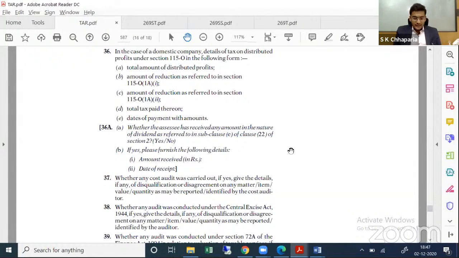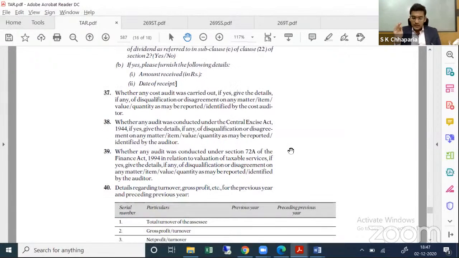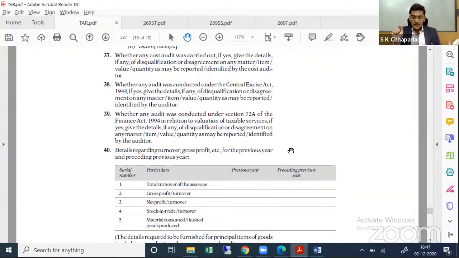Clause 37, 38, and 39. These three clauses, 37 is on cost audit report, 38 is on central excise, and clause 39 is on service tax. So in all three clauses, one may refer to the audit report that has been prepared. Now, in case of cost audit report, the extension was yesterday given by the NCA to 31st December. It might not be possible to refer, but in case of those taxpayers where cost audit has taken place and the audit report is available, it could be a good reference.